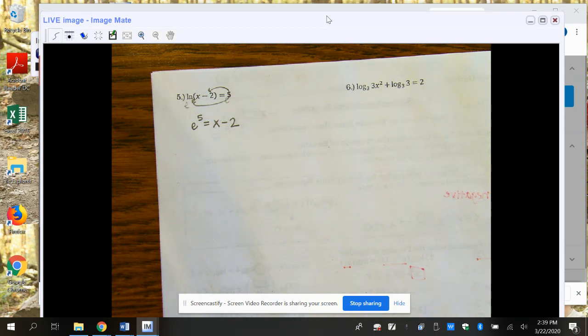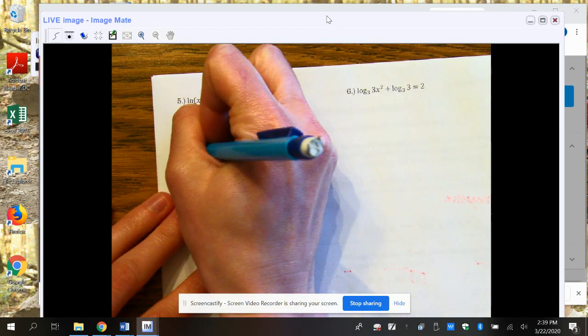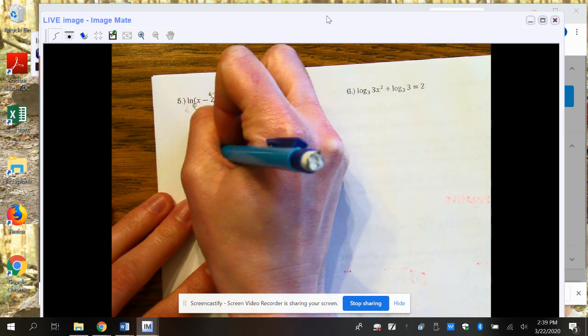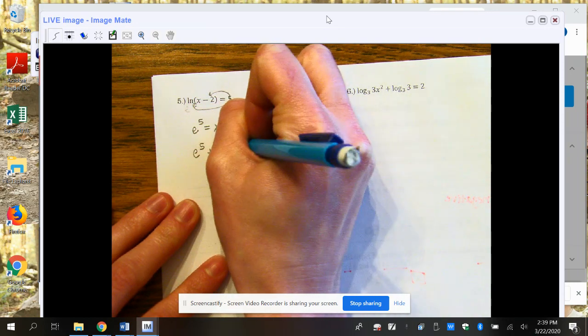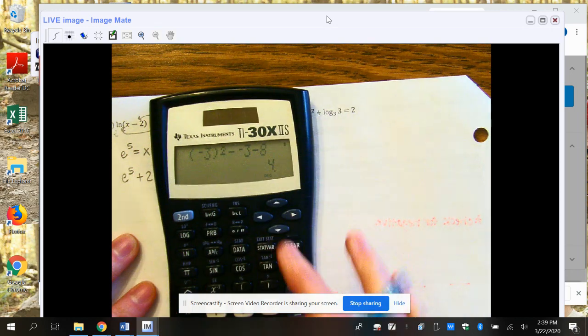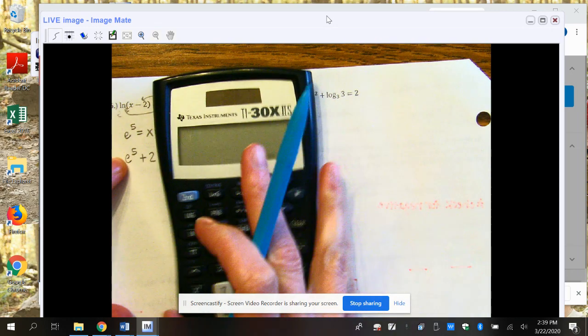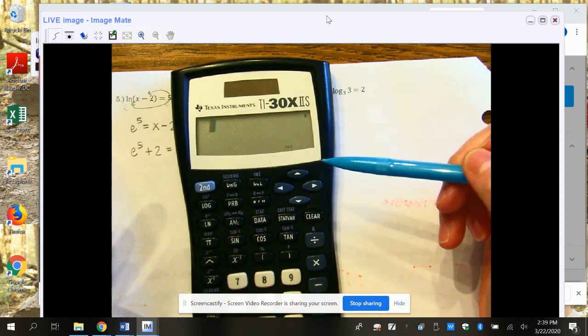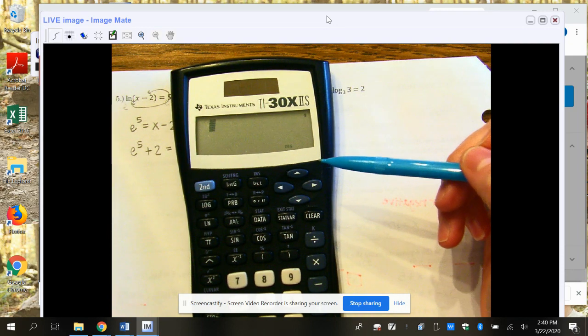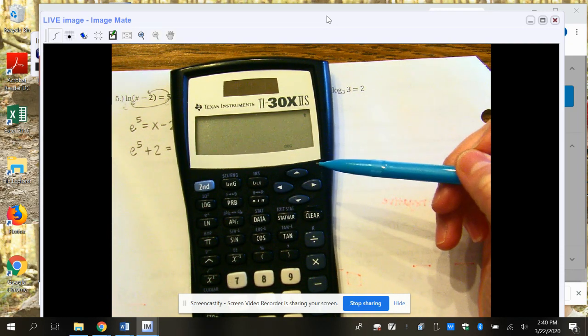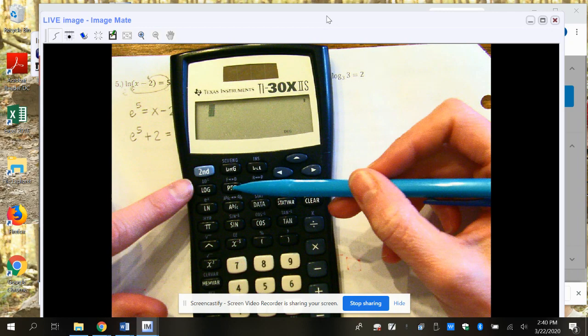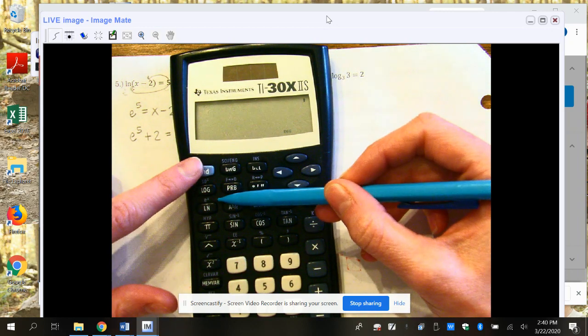Now you have to remember that e is not a variable. It's like 2.7. It's an irrational number. So that means all I have to do to get x by itself is add 2 to both sides. And then when you type that into your calculator, a lot of people will type in natural log of 5, but it's not natural log of 5, it's e to the 5th. They are different. And so we would need to hit second natural log to get that e.